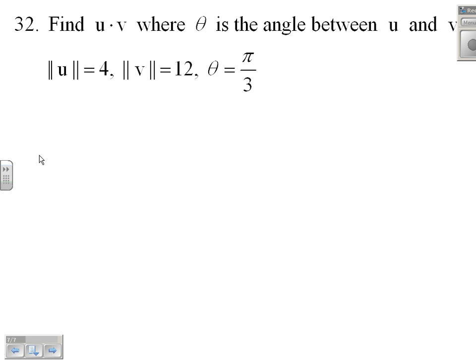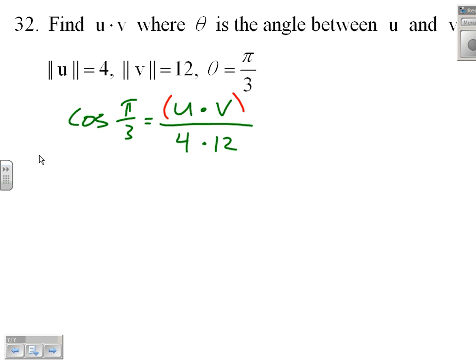Okay, now we're to find u dot v. Well, interesting. I don't even know what u and v are, but I know their magnitudes, and I've got a measure of an angle between vector u and vector v. So I can go back to this formula that says cosine of the angle between them equals the dot product, u dot v, over the product of the magnitudes, but that's given as 4 and 12. And really, all I'm trying to find is u dot v.